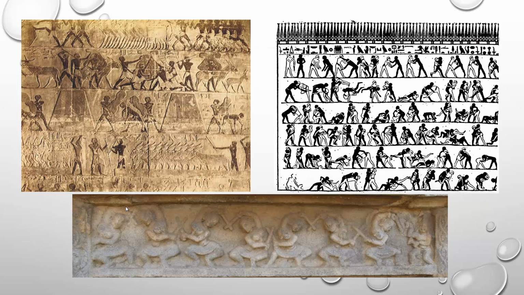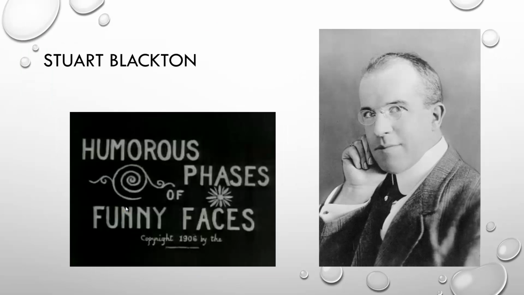Later, the ancient Egyptians and the ancient Indians were able to show animation as multiple drawings, either as drawings or as carvings on walls. In 1906, James Stewart Blackton was the first person to film animation. His technique was to create drawings on a blackboard with the help of a piece of chalk, and then he was photographing those to make a final animation. His first film is known as Humorous Faces of Funny Faces, which was published in 1906.